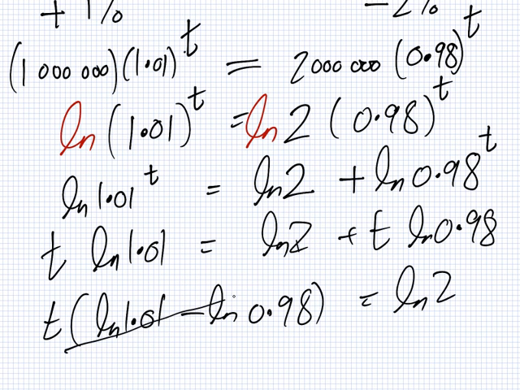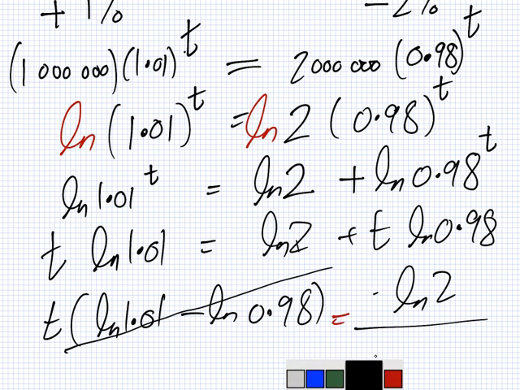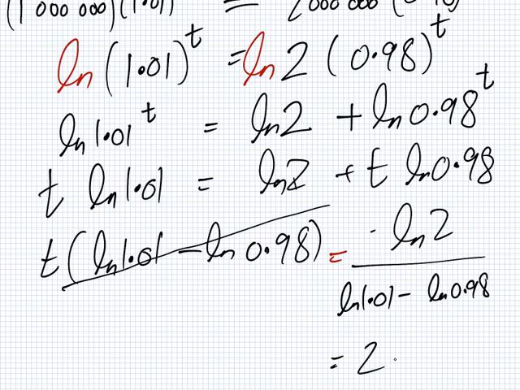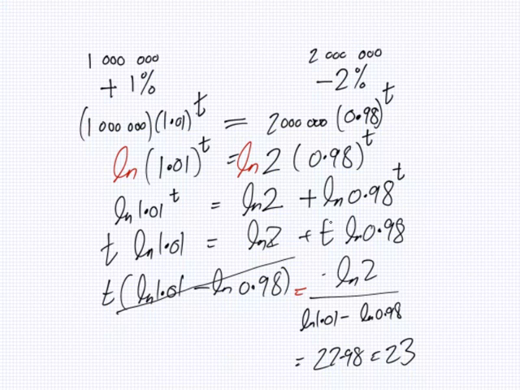So if I just divide here, I get t is log 2 divided by log 1.01 minus log 0.98, which was that, 22.98, so 23 years basically. Did anybody get 23?